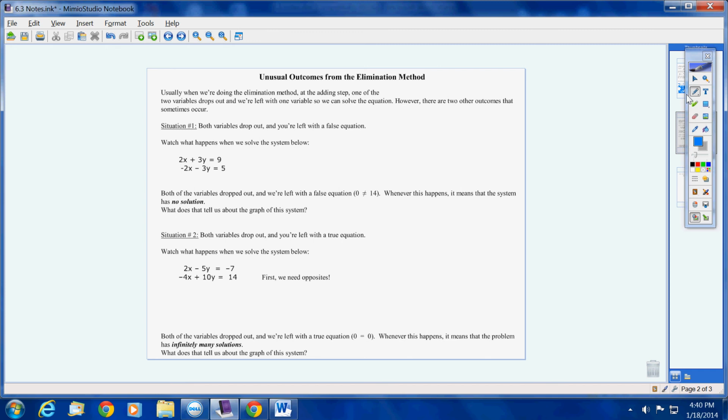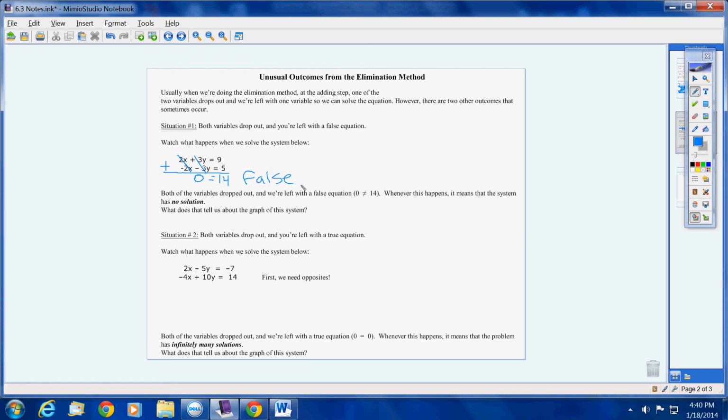Situation 1, both variables drop out and you're left with a false equation. Watch what happens when we solve the system below. Okay, so at this point, these are going to add up to 0. Let's go ahead and do that. Well, that adds up to 0. 3 minus 3 adds up to 0. So I get 0 on this side. And that equals, when I add those together, 14. Okay? Well, that is a false statement. So we know it's false.